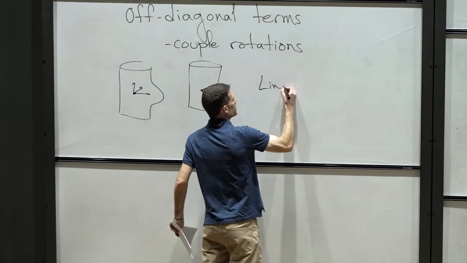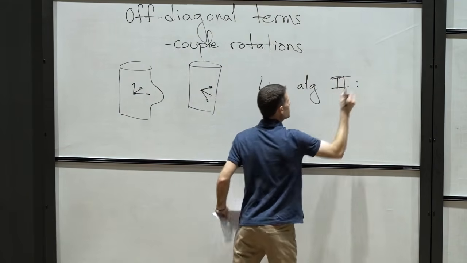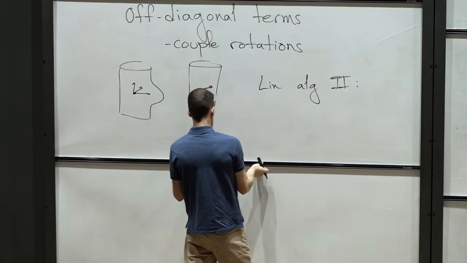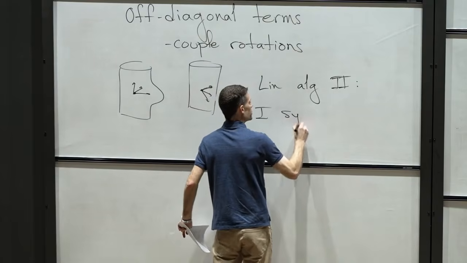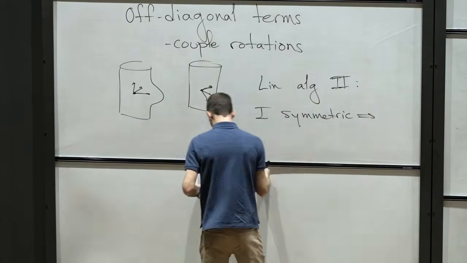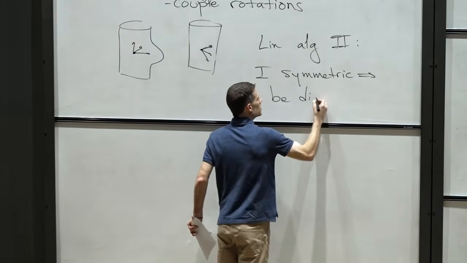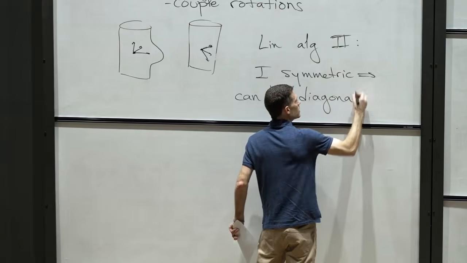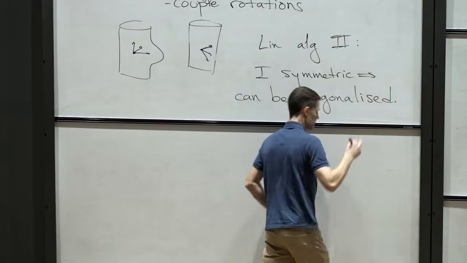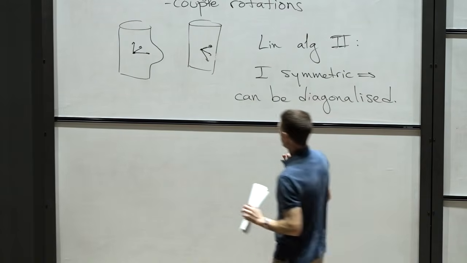So let's just make a quick note. Lin alg 2. I is symmetric. Okay. So we'll basically focus on the diagonal terms.